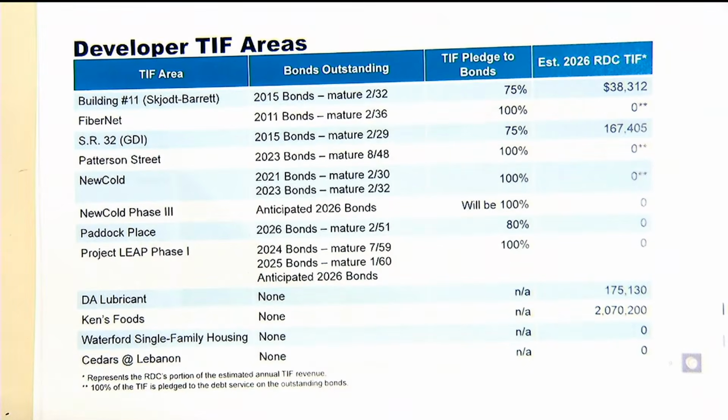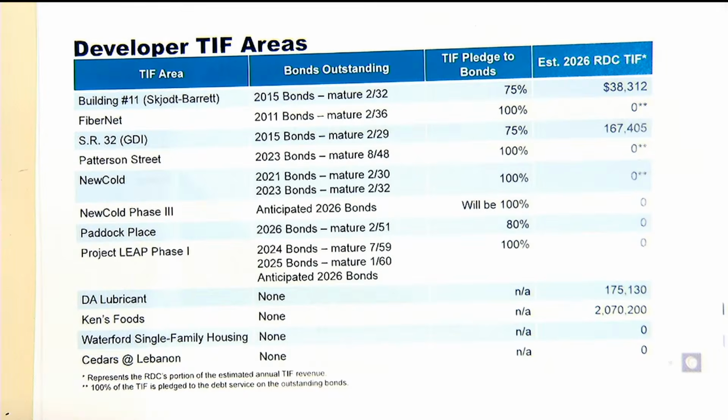Within your industrial park allocation area, we're moving on from that. You have several other developer TIF areas, which are smaller TIF areas. So you have your Scott Barrett TIF area, FiberNet, State Road 32, Patterson Street, New Cold, and New Cold Phase 3, Paddock Place, Project Leap Phase 1, which is the Meta, and then DA Lubricant, Ken's Foods, Waterford, and Cedars.